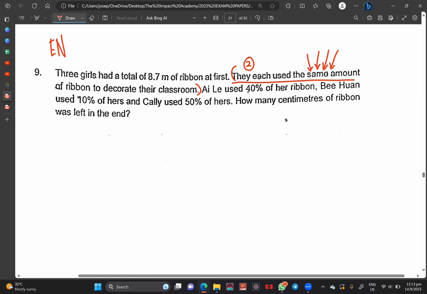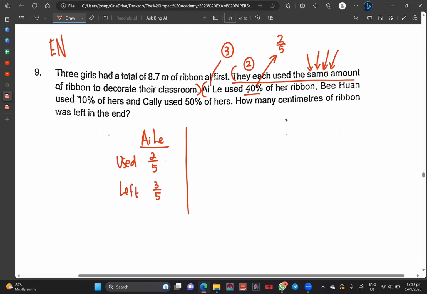Now, so we know they use the same. Sentence number 3 says that Isla used 40% of her ribbon. 40%, we want to change that to 40 over 100, and when I do that, I get 2 over 5. So we are going to start with Isla. She used 2 over 5. If she used 2 over 5, you must tell me that the hidden information has to be 3 over 5. Now then we move on to the next person.